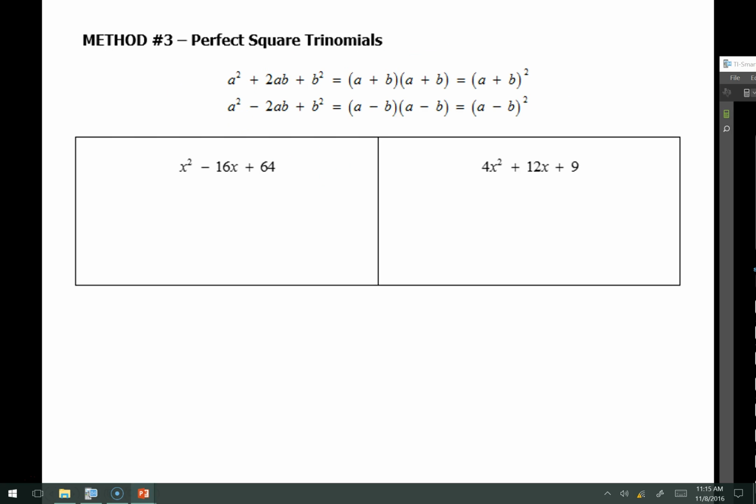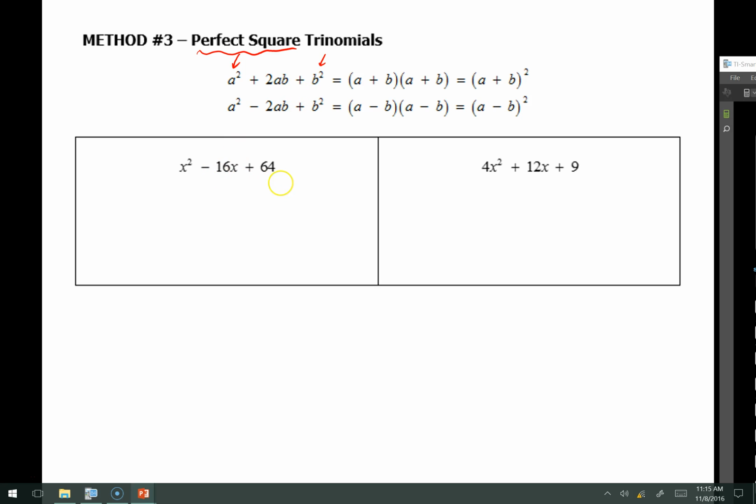Okay, let's look at some of the special factoring that we're able to do. If you have a trinomial where both the first term and the last term are perfect squares, there is a special pattern for how to factor these. You can factor these using the method we just talked about, though if you recognize this pattern, it will save you a little bit of time.